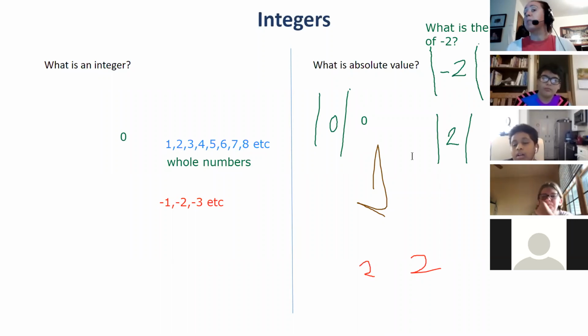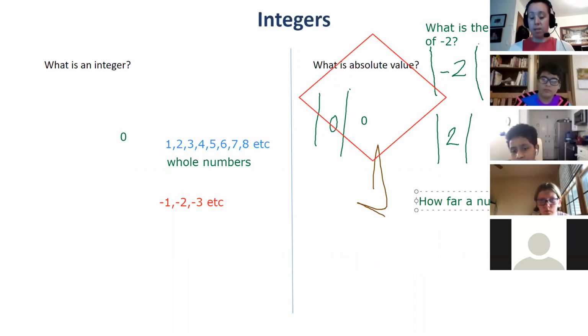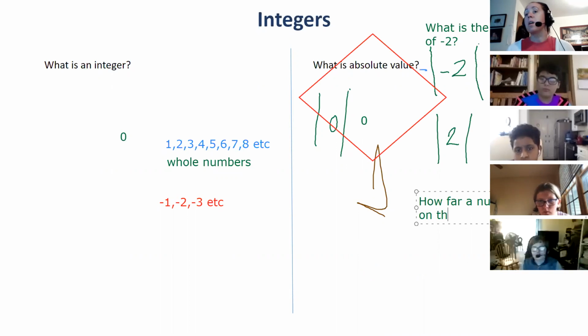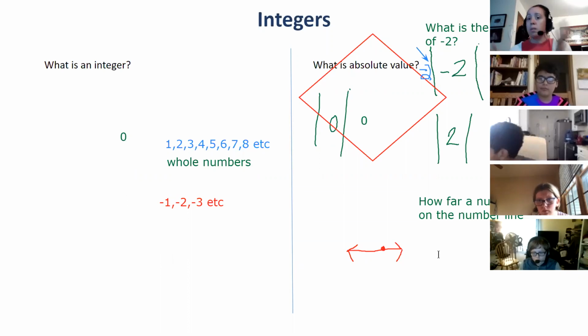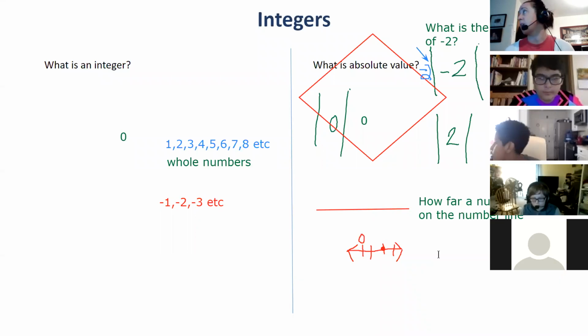So the absolute value means how far a number is from 0 on the number line. That's what it is. If you see a number line, which looks like someone's drawing, which is awesome, the absolute value talks about how far something is from 0. And that's why we don't have negative absolute values, because you can't have a negative distance, right? Very good.